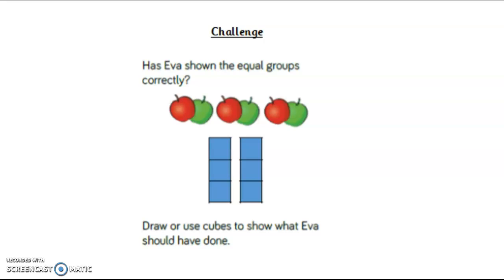That means that you will need to either draw something, or you might need to explain something. So for instance, in the first challenge where it says, has Eva shown the equal groups correctly? I don't want you to just write a yes or a no there. You can put a yes or a no, but I'd like you to explain how you know that. So here it says draw or use cubes to show what Eva should have done. Okay, so you might like to draw something in your book to show that correctly and explain, or you might like to write a sentence to explain it.